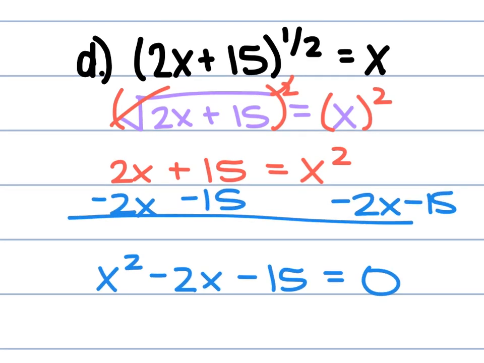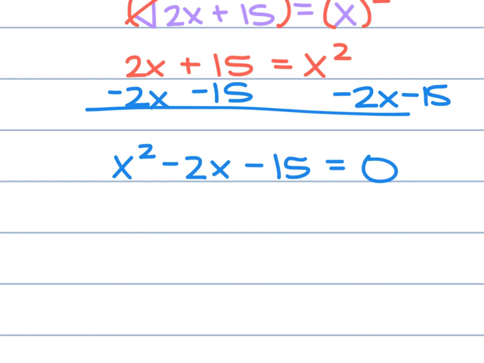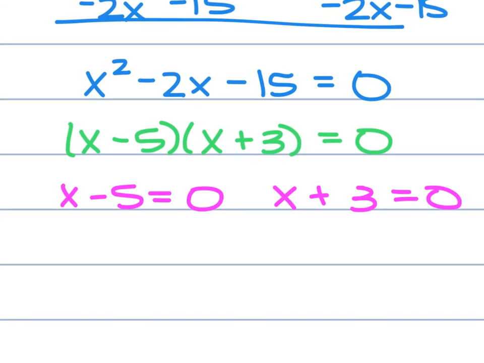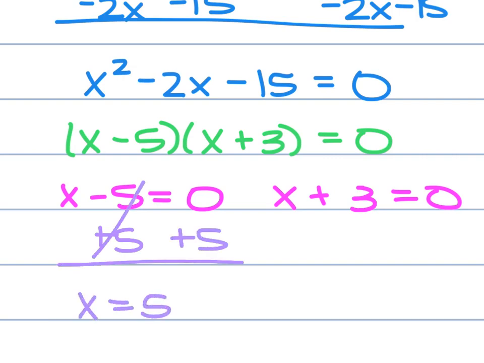From here, factor. Your factors of negative 15 that add up to be negative 2 are x minus 5 times x plus 3 is equal to 0. Set them both equal to 0 and solve. We're going to add the 5. So x is equal to 5. We're going to subtract the 3. So x is equal to negative 3.